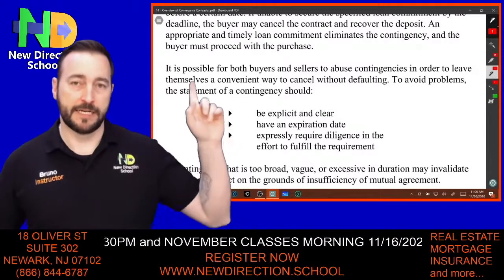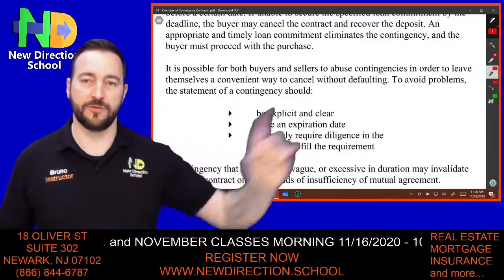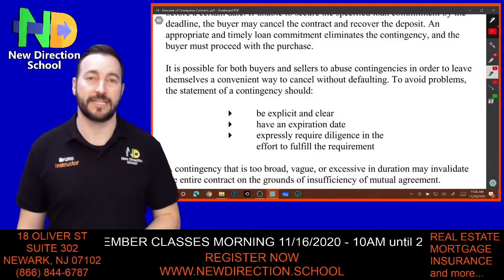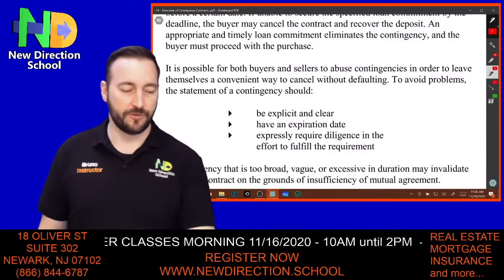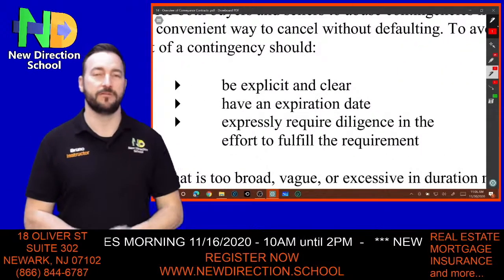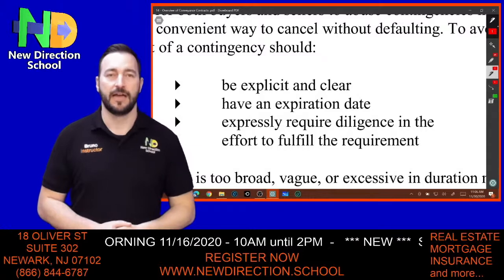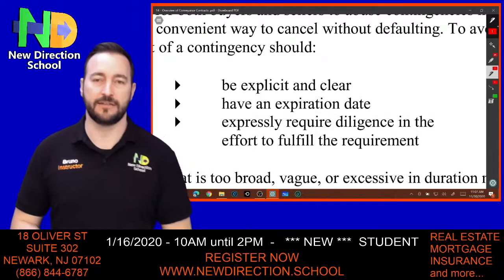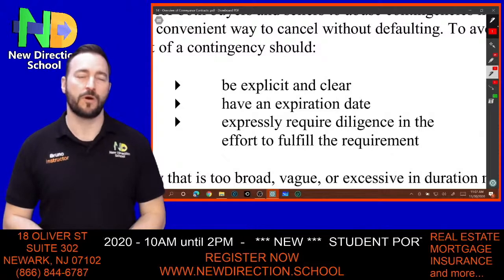All right. It is possible for both the buyers and sellers to abuse contingencies in order to leave themselves a convenient way to cancel without defaulting to avoid problems. The statement of a contingency must be or should be explicit and clear, have an expiration date, and expressly require diligence and effort to fulfill the requirements.